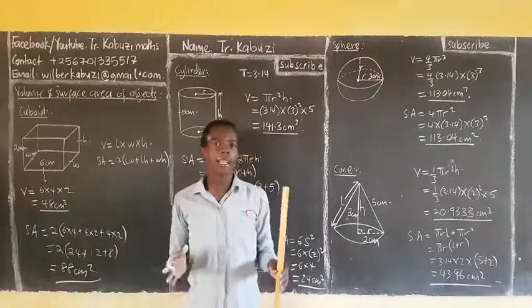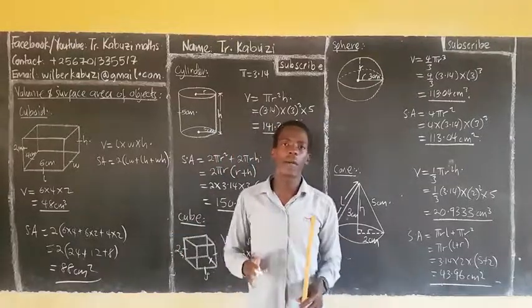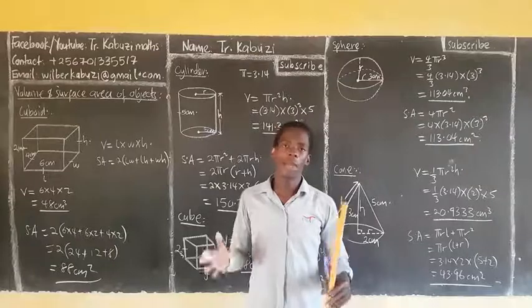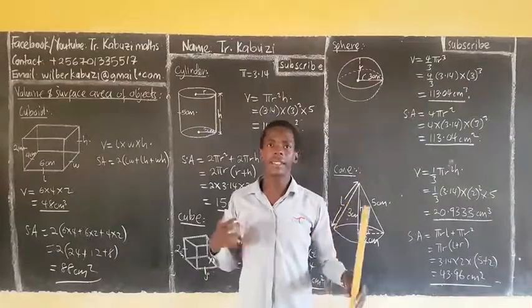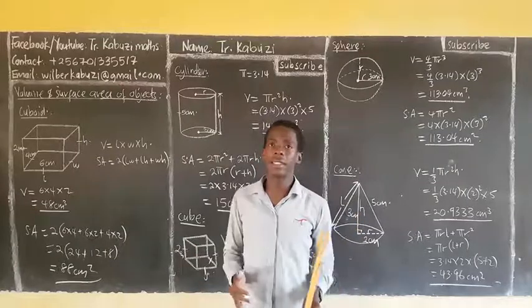Okay, so members, again, let us see how we get the surface area and the volume of these objects. We have a cuboid, we have a cube, we have a cone, and a sphere. So let us see how we get the volume and then the surface area of these figures.